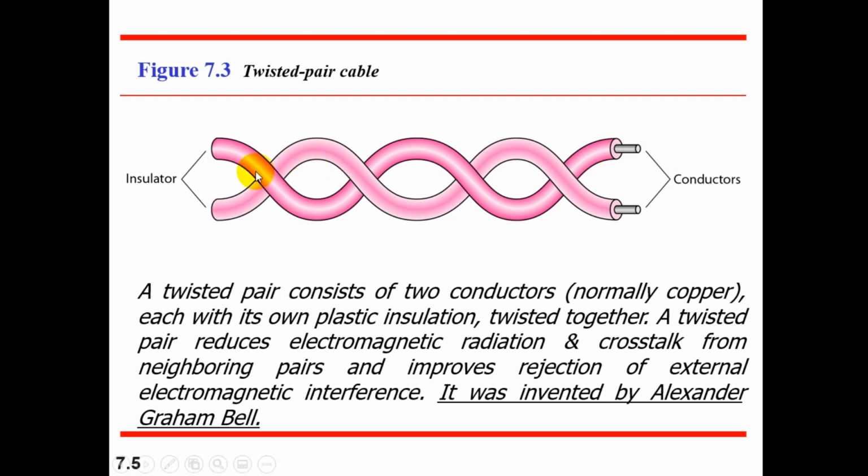Now the reason for twisting these cables is to reduce the electromagnetic radiation and the crosstalk from the neighboring pair, because there may be other pairs surrounding these two pairs, so there may be radiation or crosstalk. So this twisting basically improves the ability of the wire to reject the external interference. This cable is most commonly used in today's local area network technology, and we will see what are the types and connectors of these cables.